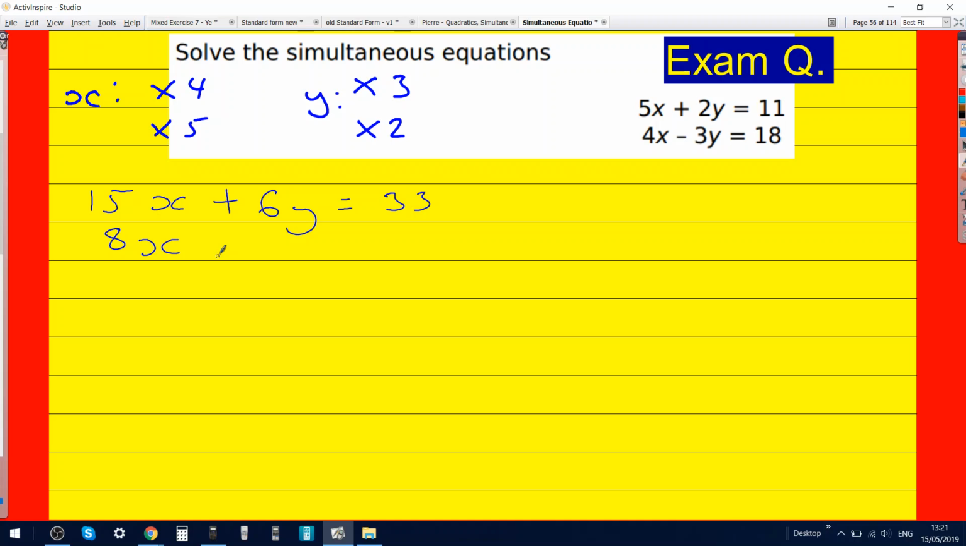So 8x. And 2 times 3 is 6y, so this will be 6y, and we want to minus 69. 2 times 18 is 36. So yeah, 36. And these are all calculated. Oh, they're all calculated. Okay.